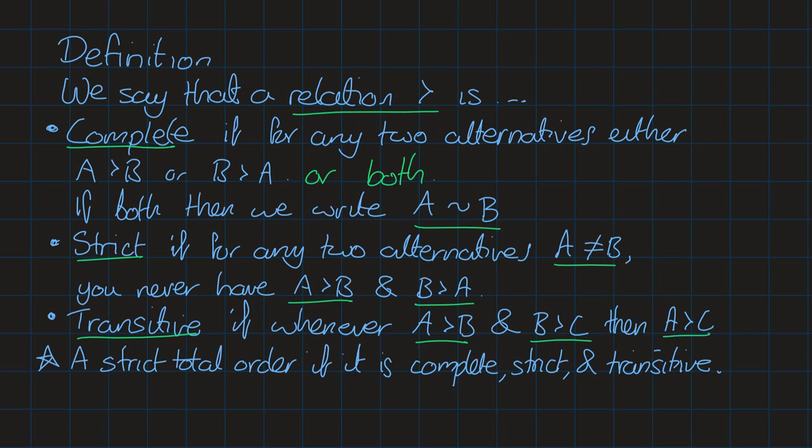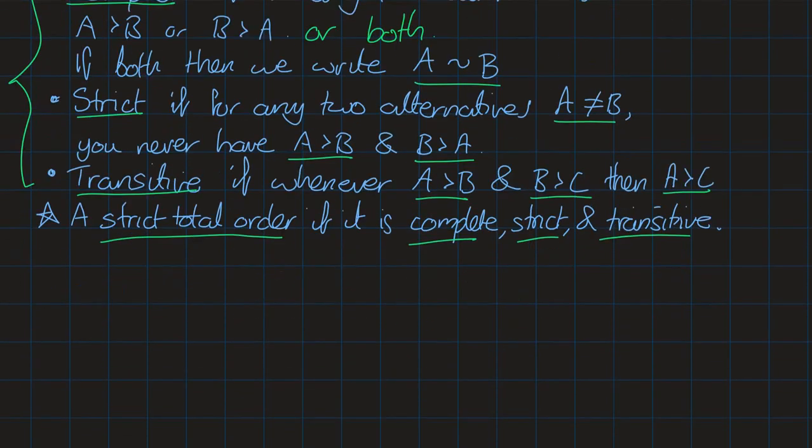This is so intuitive that it might be surprising that I'm even mentioning it. But if we don't insist on these properties, then it becomes much harder to analyze voting systems. So transitive means if you think A is better than B and B is better than C, then you also have to think that A is better than C. And finally, we say that the relation is a strict total order if it's complete, strict, and transitive.